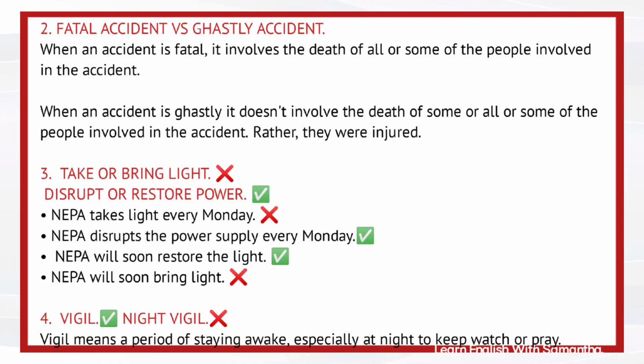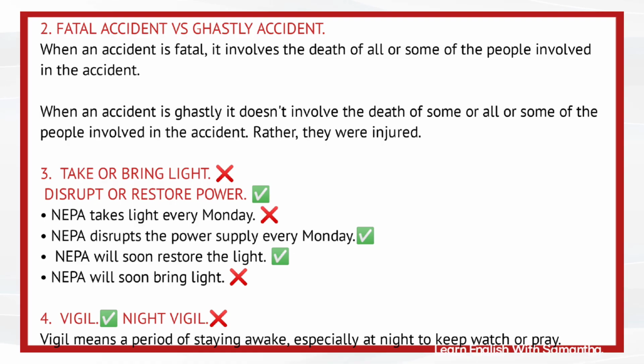Fatal accident versus ghastly accident. So when an accident is fatal, it involves the death of all or some of the people involved in the accident. And when an accident is ghastly, it doesn't involve the death of some or all of the people involved in the accident. Rather, they were injured. So the simple trick that can help you to remember this is that fatal, deaths; ghastly, injury.